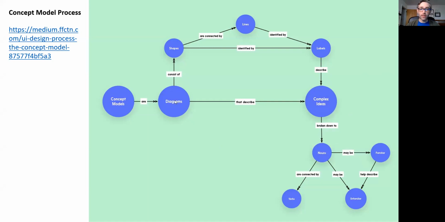Concept models are diagrams that consist of shapes that are connected by lines identified by labels, or shapes identified by labels. Labels describe complex ideas, and those complex ideas are broken down to nouns, nouns that may be familiar and help describe the unfamiliar, or nouns that may be unfamiliar that help describe the familiar, or nouns that are connected by verbs.